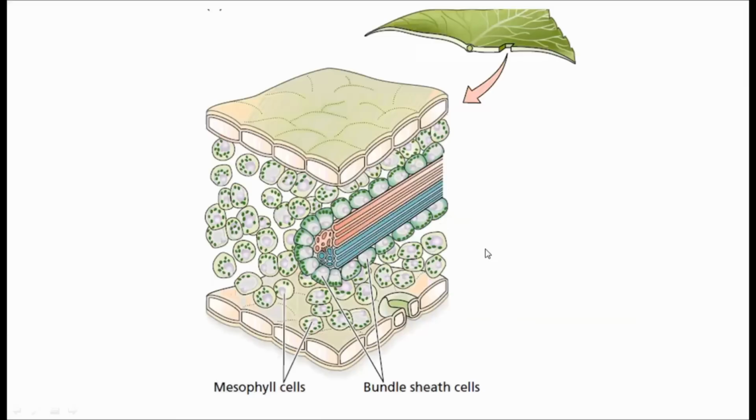Alright, as you can see in this transverse section of a C4 plant, we can see here two types of cells. First is the bundle sheath cells and second is the mesophyll cells. Now this layer of cells which is surrounding the vascular tissues is called the bundle sheath cells. These bundle sheath cells enclose the xylem and phloem, that is the vascular tissue of the plants.